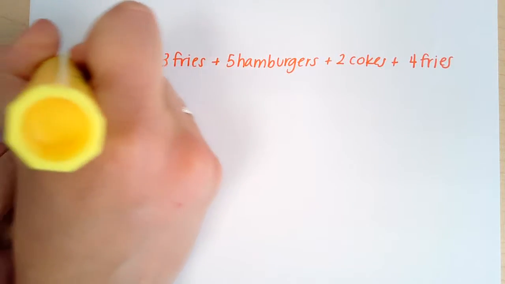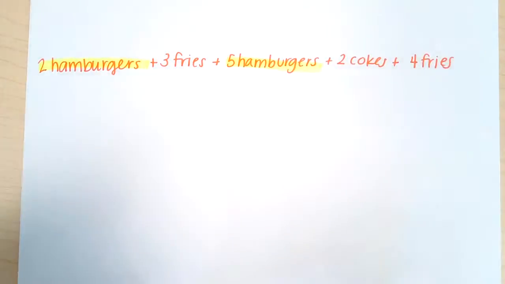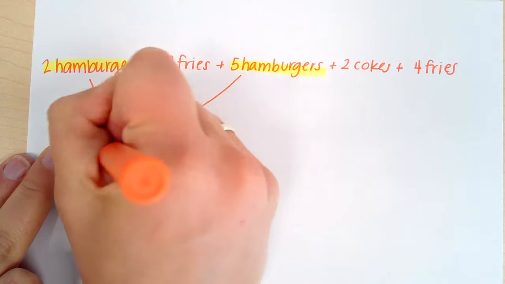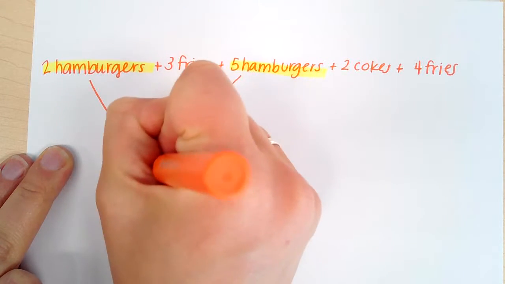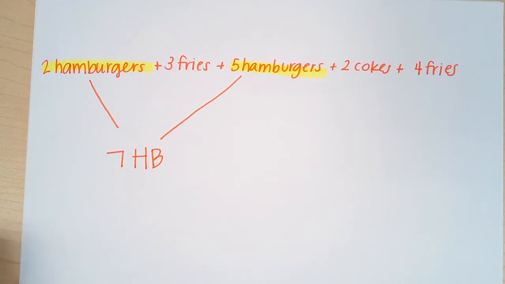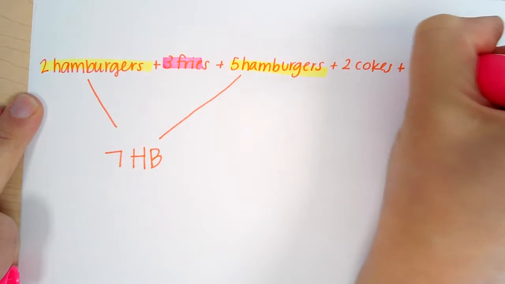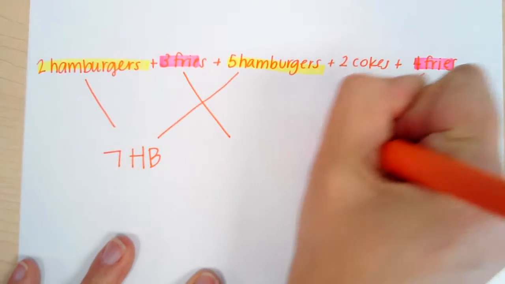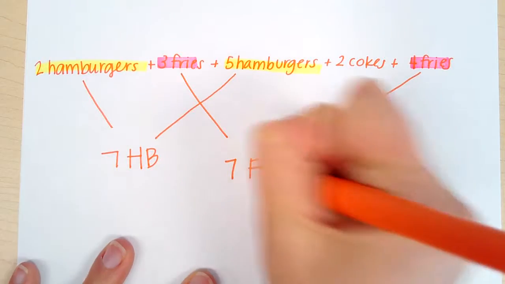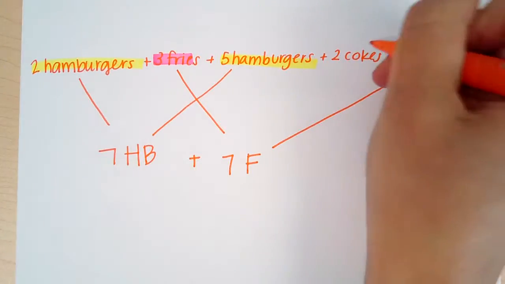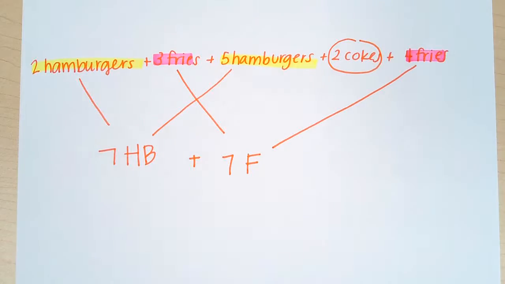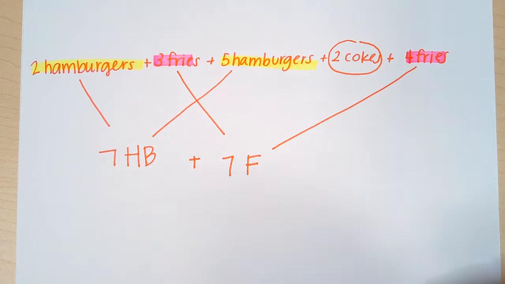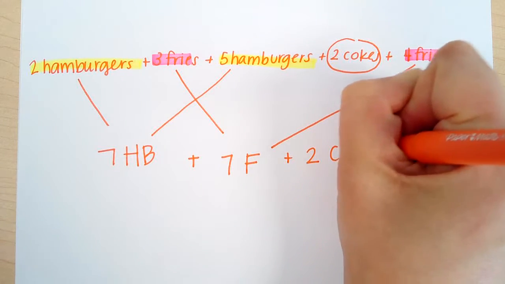So, for example, the 2 hamburgers and the 5 hamburgers. Together, we can combine those. 2 plus 5 is 7 hamburgers. Then we can combine the fries, right? Fries and fries. 3 fries plus 4 fries gets me 7 fries. And then lastly, we have 2 Cokes, and those do not have a pair in this shortened version of what that man said. So we would say then 2 Cokes.